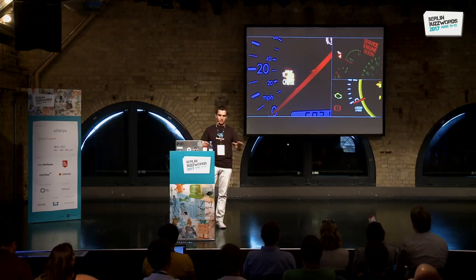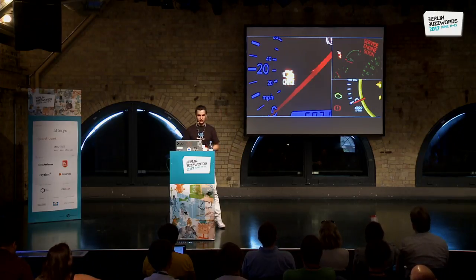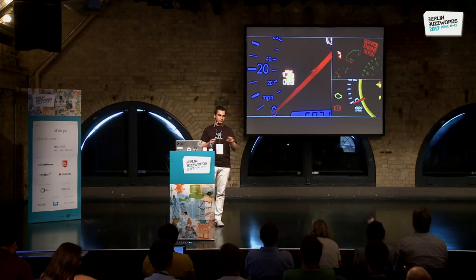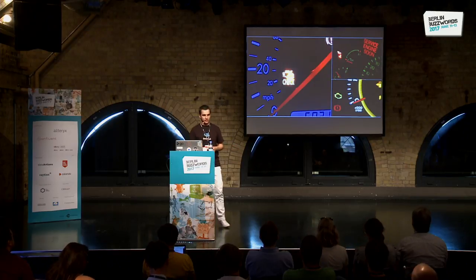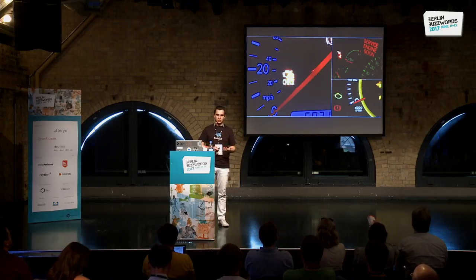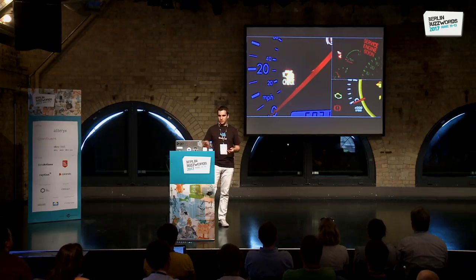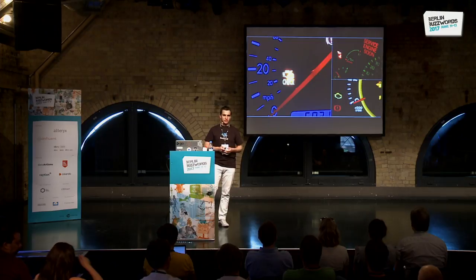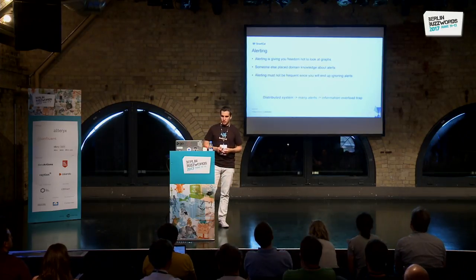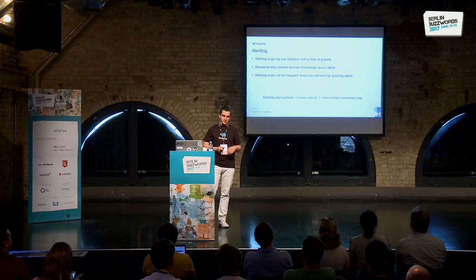Usually your dashboard is dark, and when you have certain failures, certain problems with the car, certain lights will pop up and you know that it is time to call a mechanic. It is the same in IT systems. You will define your alerts and you will have your support team react on those alerts. Alerting, as I said, is giving you freedom to step away from dashboards.